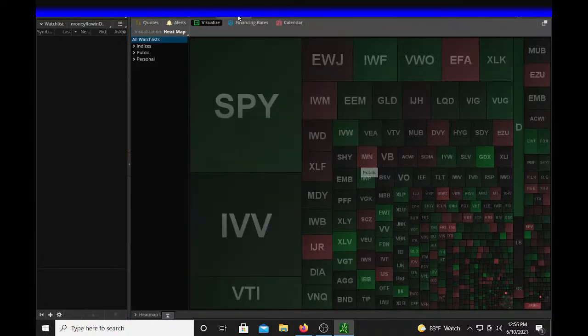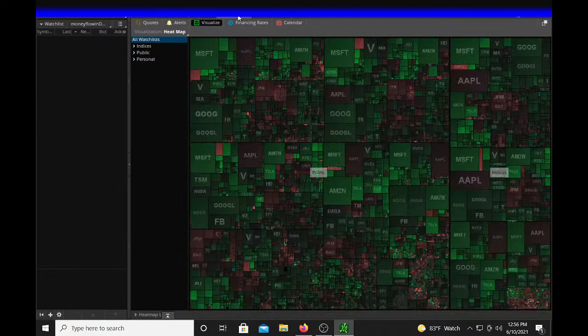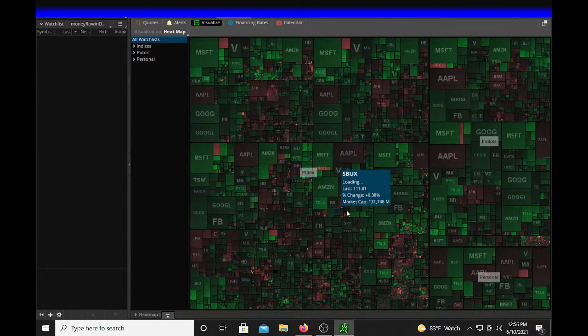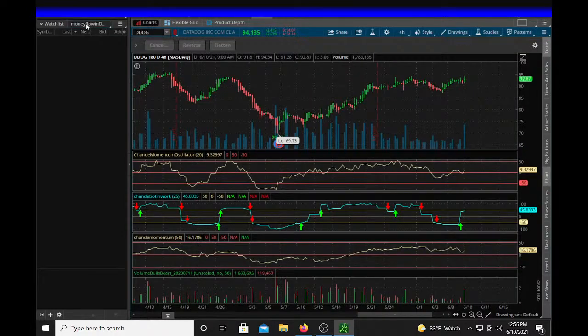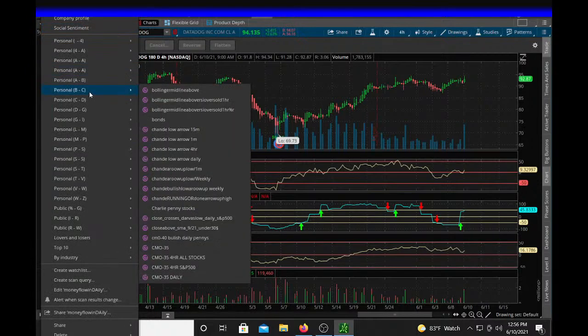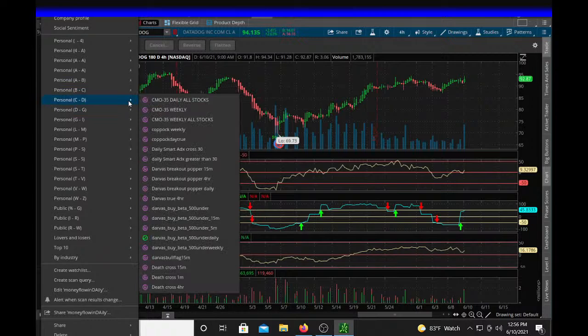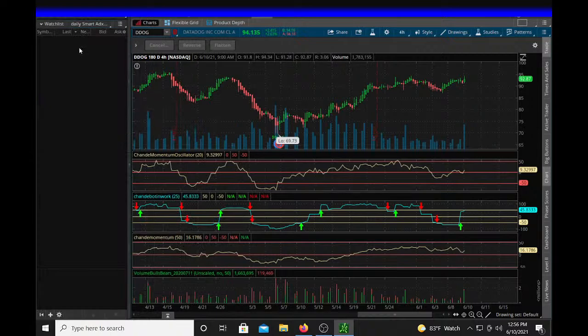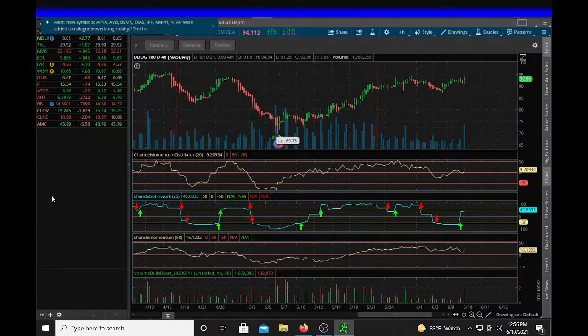Might not be any big money today. It looks like the growth sector's not doing terrible. It's a fairly decent day. Okay. And some of the stocks that are on this list have been on all of our other lists, too. That's the daily Smart ADX. Very good.